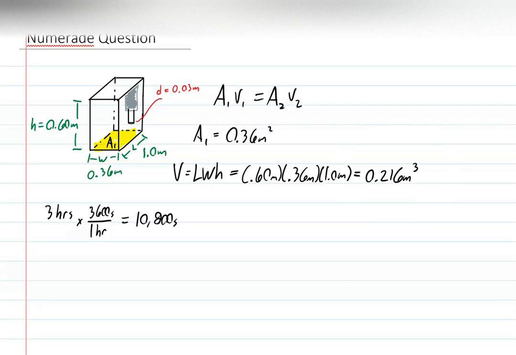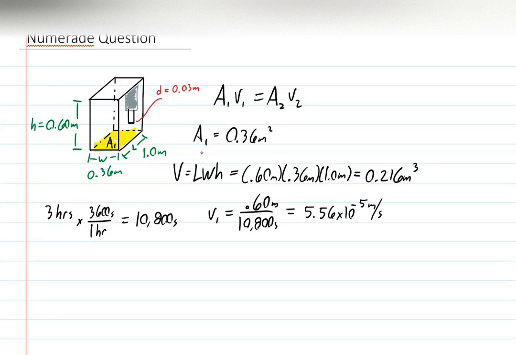And so what we can do together is find V1, because we know that velocity is just distance divided by time, but our distance is actually this height here, because that A1 is going up this height of 0.6 meters. So we have 0.6 meters divided by our time of 10,800 seconds, and that gives us a really small, very minuscule velocity of 5.56 times 10 to the negative fifth meters per second.